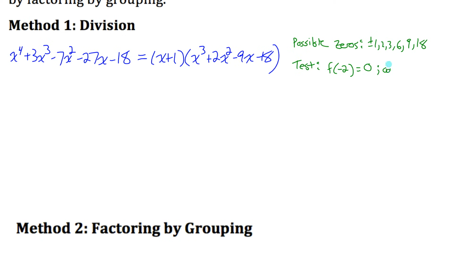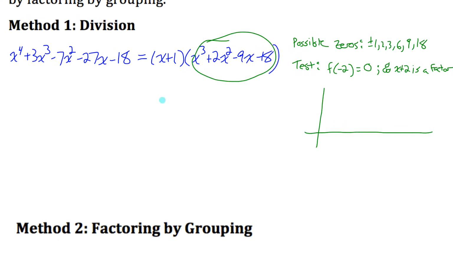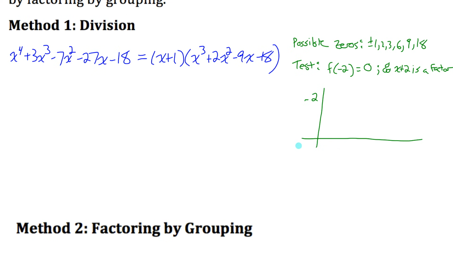What does that tell me? It tells me that x plus 2 is a factor. So I can do a synthetic division where I divide this factor by x plus 2. So I'll put the 0 of the divisor here, so negative 2, and then the coefficients of that across the top. And it has degree 3, 2, 1, 0. It's not missing any terms, so I'll just write the coefficients, 1, 2, negative 9, negative 18.